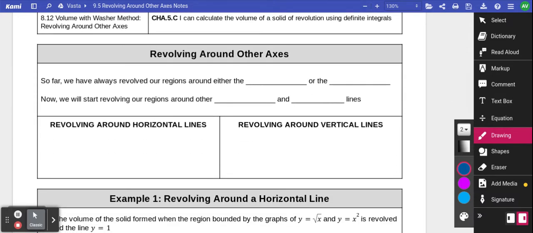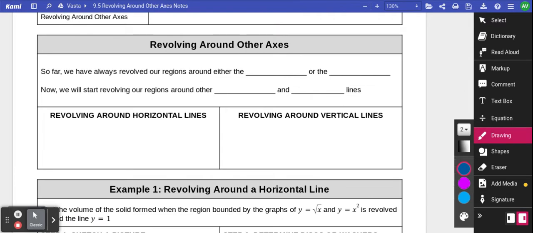So here's the big idea of today. So far, we have only revolved our regions around either the x-axis or the y-axis. And today, what's going to change is that we're going to start revolving our regions around other horizontal and vertical lines on the graph.